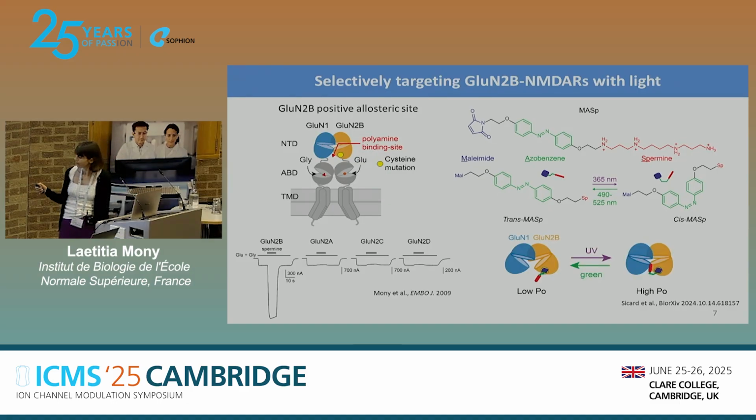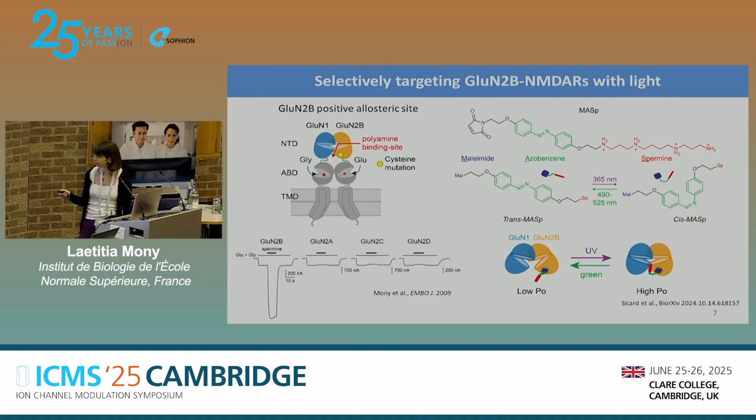And the idea would be to attach this derivative, called MASP, onto a cysteine close to the polyamine binding site, so that in one configuration, the compound is outside of the binding site and so leaves the receptor in its basal state. And in the other configuration, the spermine moiety reaches its binding site and increases the activity of GluN1-GluN2B NMDA receptors.